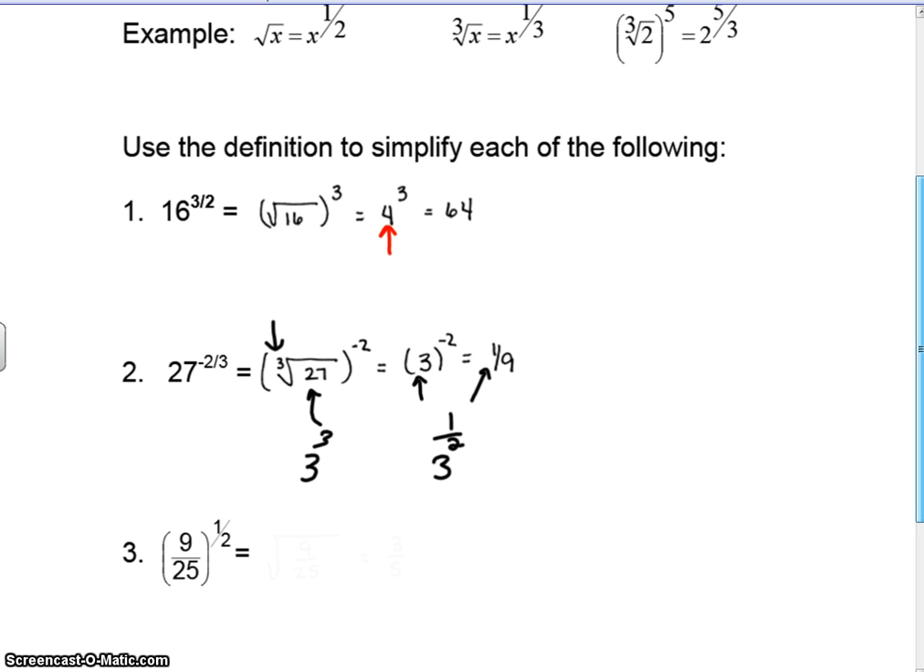Number 3, 9/25 to the 1/2 power. Since the root is 2, that's a square root. Square root of 9 is 3. Square root of 25 is 5.